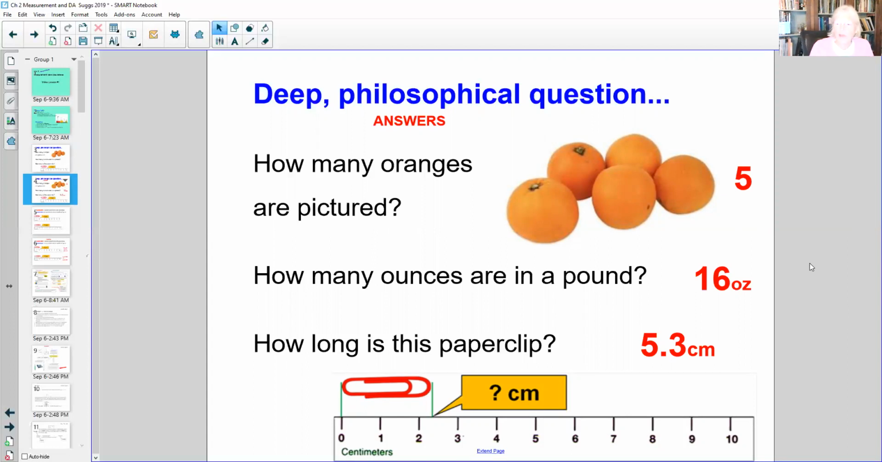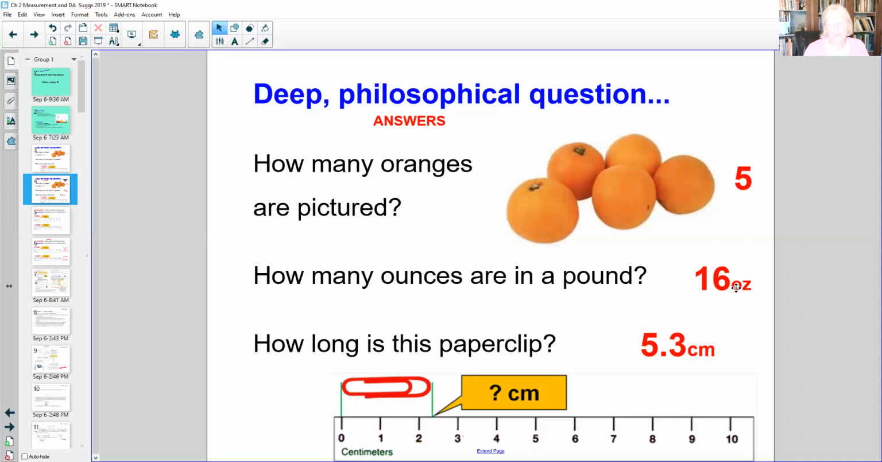The second number, how many ounces are in a pound? That's a defined number. And because of it, it is a perfect number. There are infinite significant figures in this number 16 because it's defined.